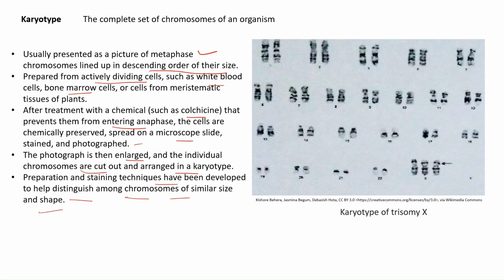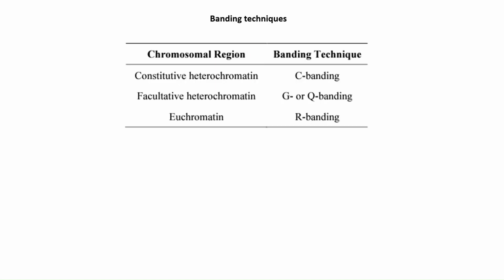This karyotype is of trisomy X. Why trisomy X? Here you can see this is the X chromosome. How many X chromosomes can you see here? Three. So that means this is a condition of trisomy X. So karyotype is a complete set of chromosomes of an organism, where the chromosomes are metaphase chromosomes arranged in a descending order. To halt a dividing cell at the metaphase stage, the chemical used is colchicine, and then it is chemically preserved, spread, stained and photographed.